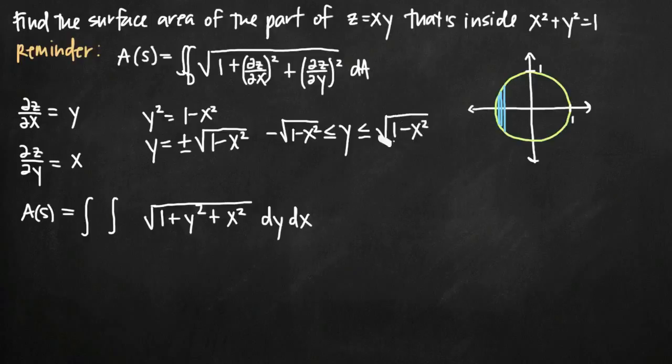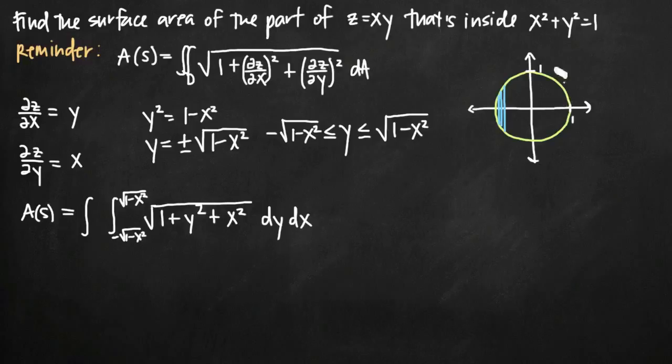Those are therefore going to be our upper and lower limits of integration with respect to y. So we can say negative square root of 1 minus x squared and positive square root of 1 minus x squared. Now, because we're integrating first with respect to y, our limits of integration with respect to y need to be functions of x. Because we're integrating with respect to x second, and dx is on the outside, our limits of integration with respect to x can just be constants.